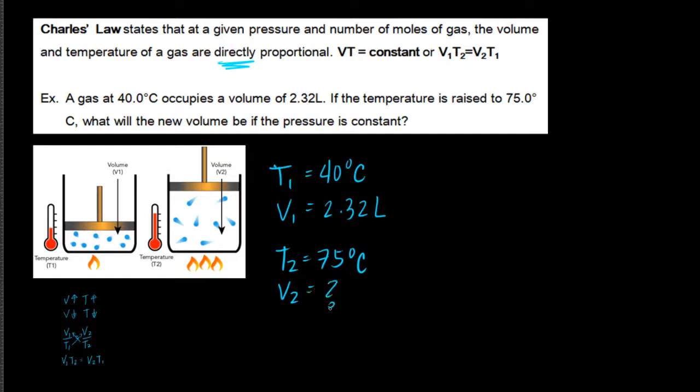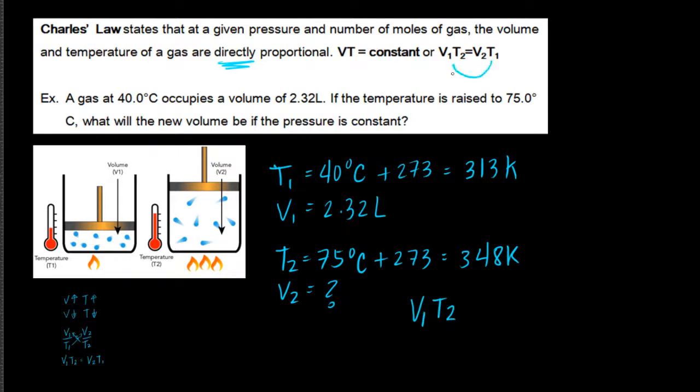That's V2. Before you solve, you have to convert your temperature to Kelvin. So, add 273. That is what you will use. Now, 40 plus 273 is 313 kelvins. 273 plus 75, that is 348 kelvins. Playing with our equation, if you want V2 to remain on this side of the equation, V1 T2 stays as is, but T1, transpose it to the other side. So, V1 T2 over T1.